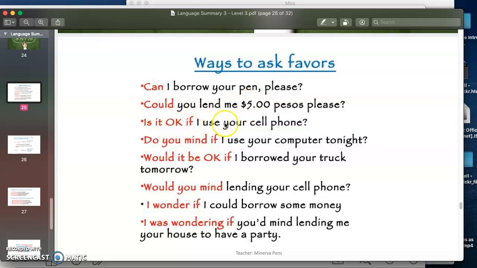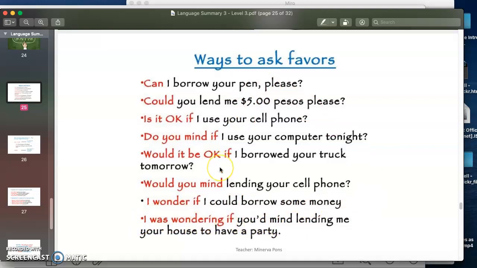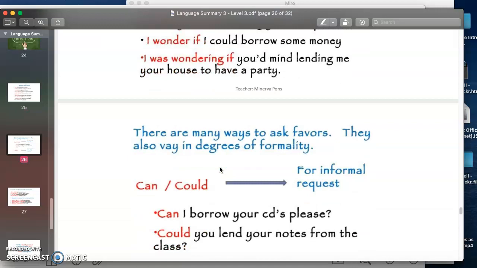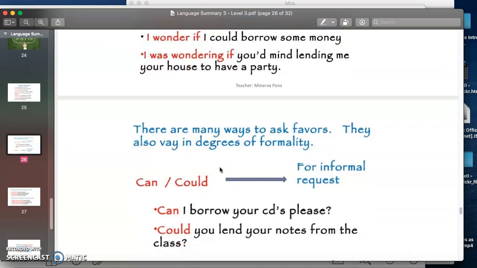Is it okay if I use your cell phone? Do you mind if I use your computer tonight? Would it be okay if I borrow your truck tomorrow? Would you mind lending your cell phone? I wonder if I could borrow some money. I was wondering if you'd mind lending me your house to have a party. So there are many ways to ask for favors, and they also vary in degrees of formality.